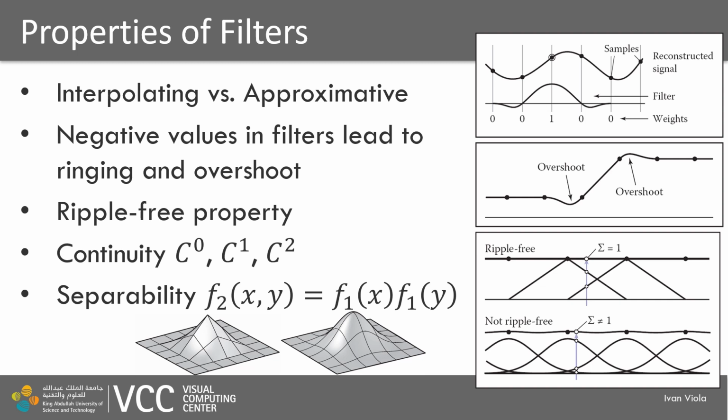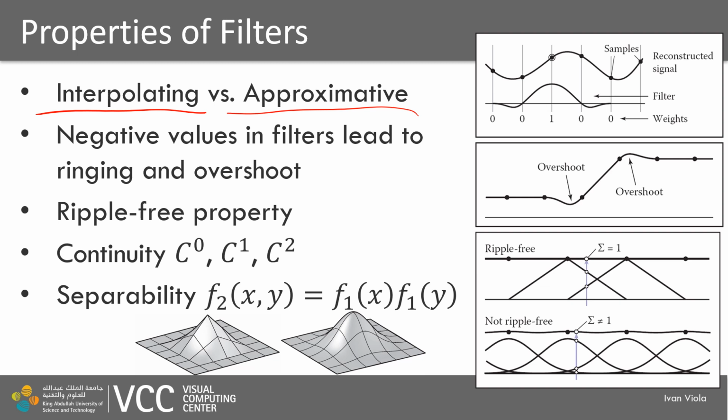Based on these examples of filters which we have now covered, so the box filter, tent filter, the cubic B-spline, the Gaussian or the Catmull-Rom cubic spline filter, we can see that there are various properties of filters. Some of the filters are interpolating, meaning that the sample values and the reconstructed function are aligned at the integer positions. Some filters will be approximative, like, for example, the Gaussian filter or the cubic B-spline filter.